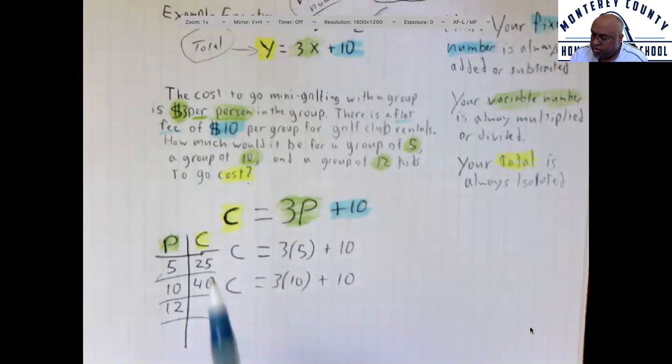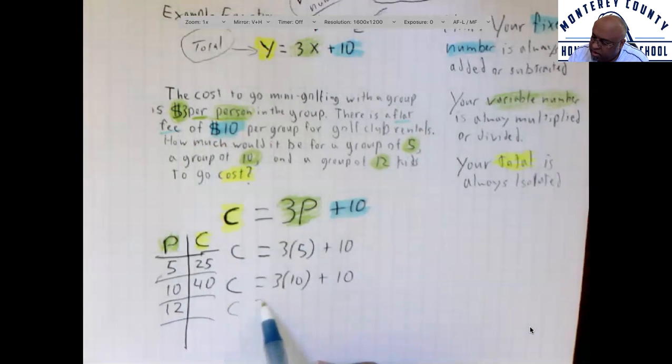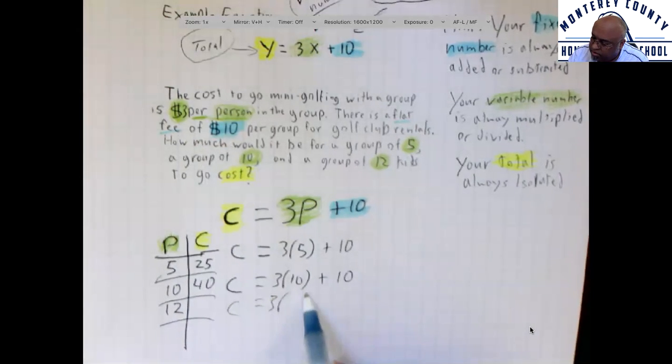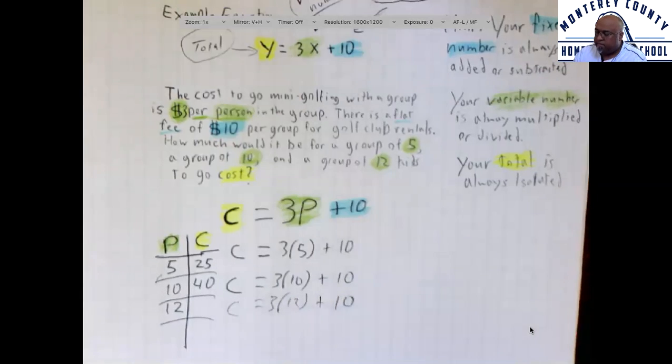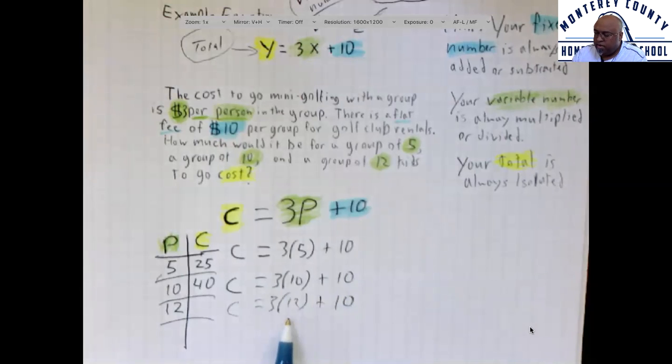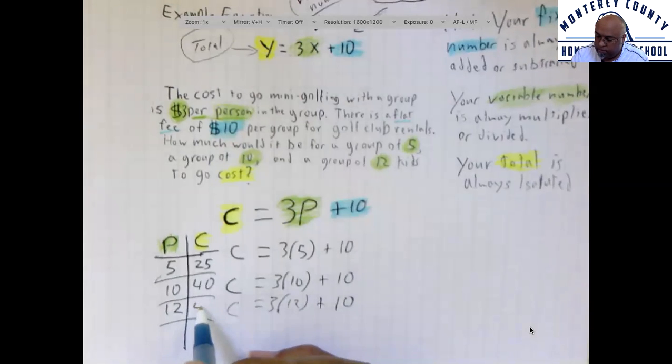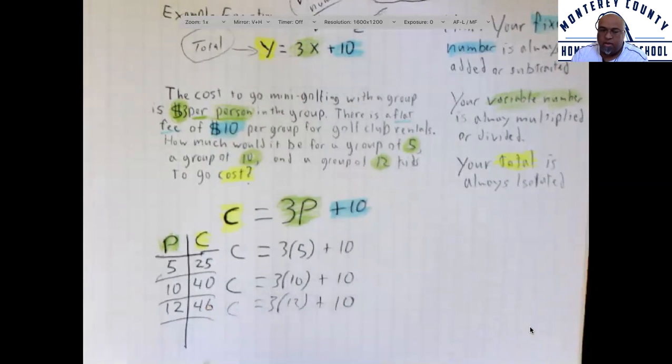Now let's try 12. So C is equal to $3 times 12 people for the entrance fees plus 10. 3 times 12 is 12, 24, 36. Okay, 36 plus 10 is 46. Okay, so that is kind of how you do it.